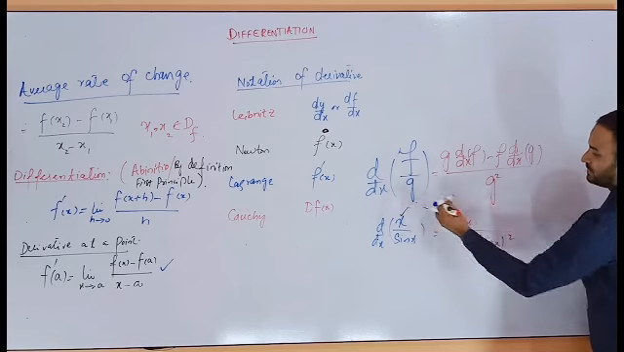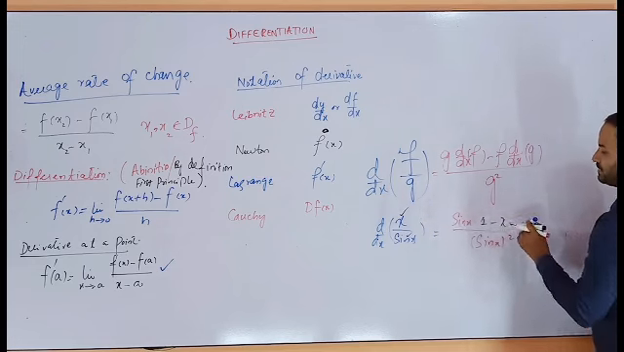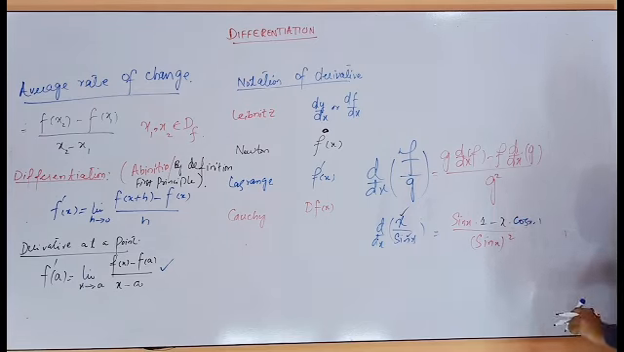What is the derivative of x? 1, minus x as it is. What is the derivative of sin x? That is nothing but cos x dot 1. So you can simplify it. This is the quotient law. Okay.